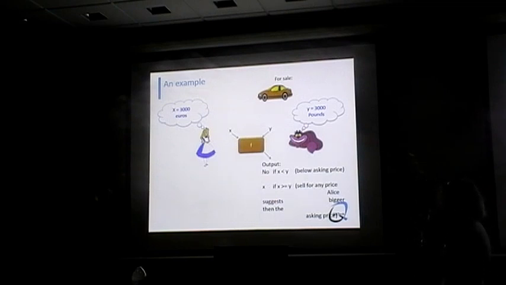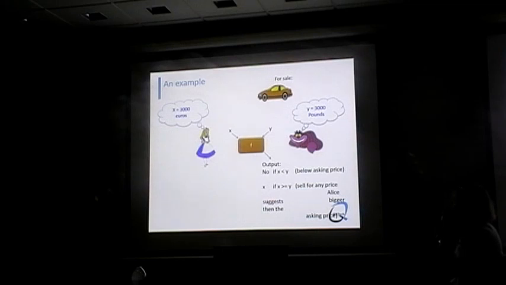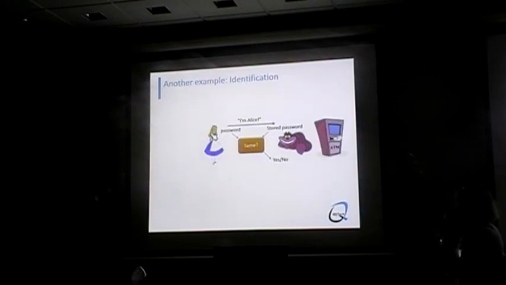Bob also does not know, if the answer, for example, is no, what exactly was this x, so he also cannot tune his y to maybe sell his car better. Okay, so it's a simple example of such a function. There are other examples, actually, let me skip that one, where they want to compute the equality.